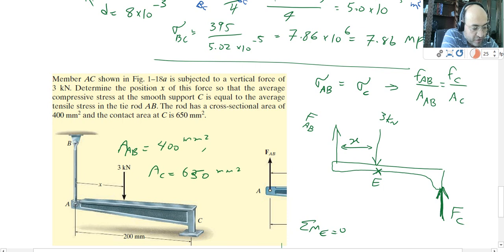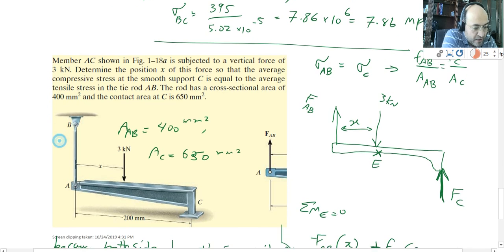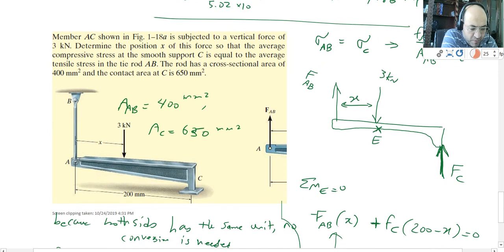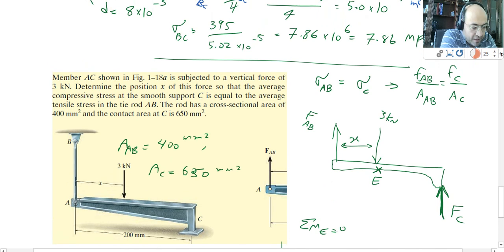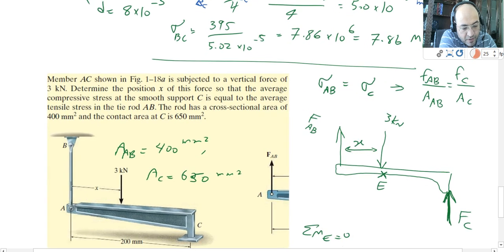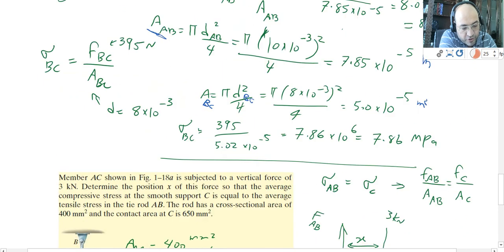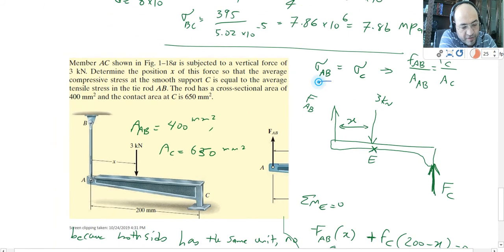We know the rod has a cross-sectional area of 400 millimeter square, and the contact area at C is 450 millimeter square. So again, there are two forces. I need to find the position x. The way the question looks, it wants me to get sigma AB, the stress at the bar AB, equal to sigma at C. So these two need to be equal to each other. Now, how do I equate them? I know sigma is F over A, F_AB over A_AB, and then F_C over A_C. I'm going to use this relationship.